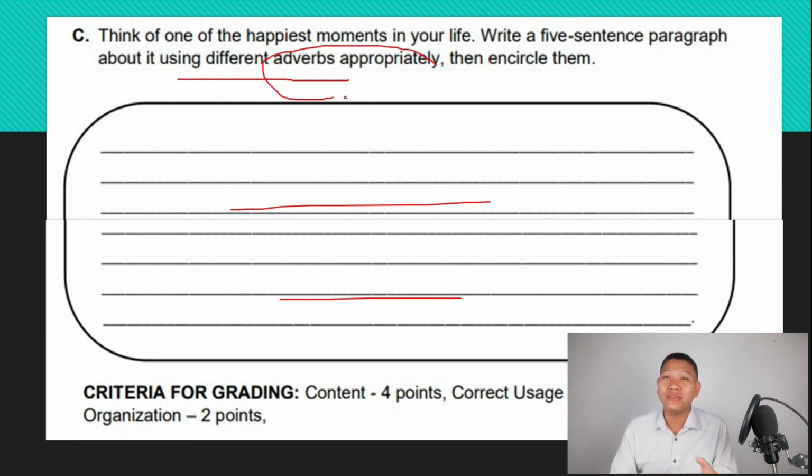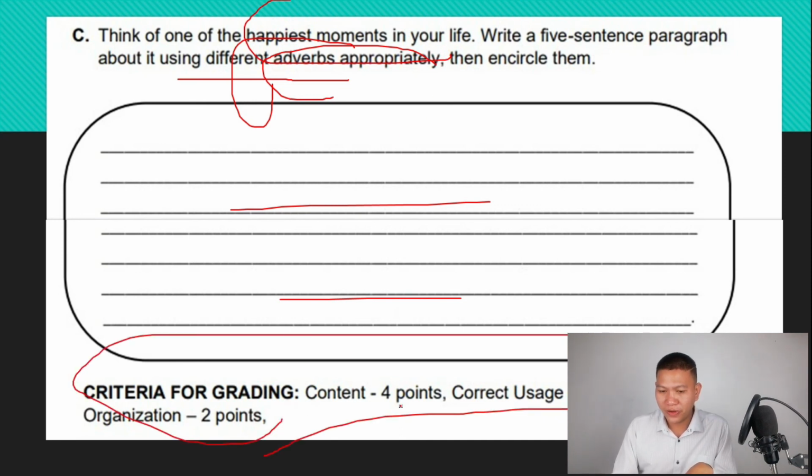A while ago, you wrote 5 sentences using nouns. Now you will write sentences and then encircle the adverbs this time. And it must be about your happiest moments in life. Here are the criteria. So you will be graded on content, correct usage of adverbs, and organization.